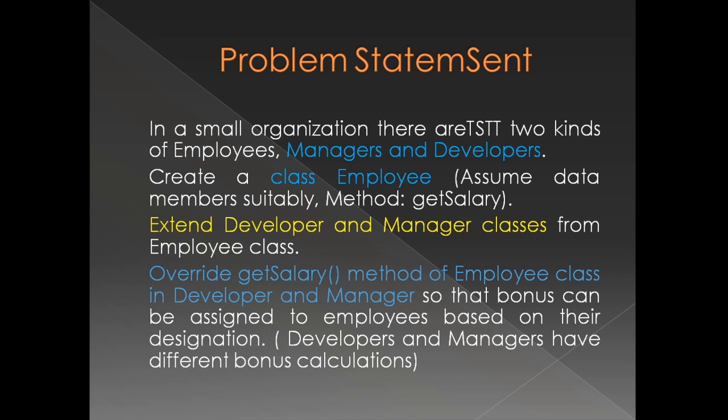It says in a small organization there are two kinds of employees, managers and developers, and here we need to create a class employee assuming the data suitably, and we need to have a get salary method over there, and then we need to extend the developer and manager classes from employee class and override get salary method of employee class in developer and manager so that the bonus can be assigned to employees based on their designation. That means bonus is dependent on the designation, that will be different.